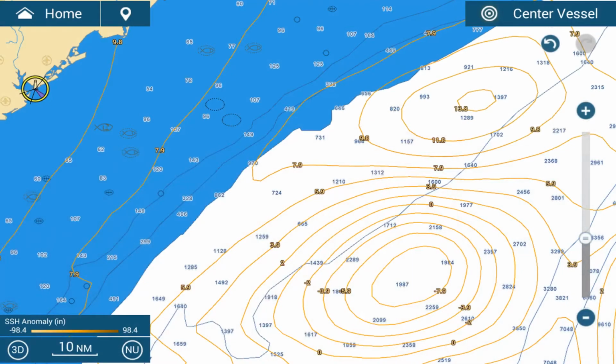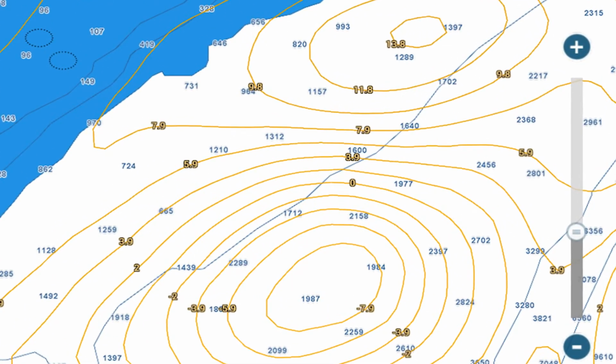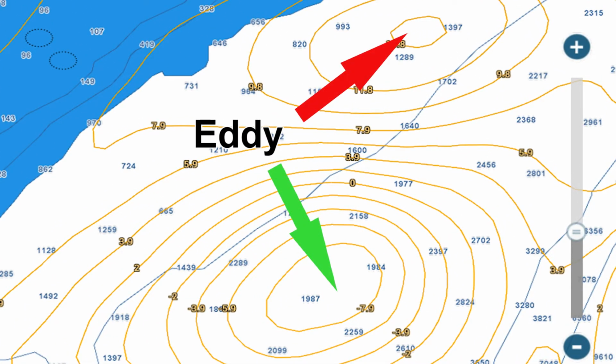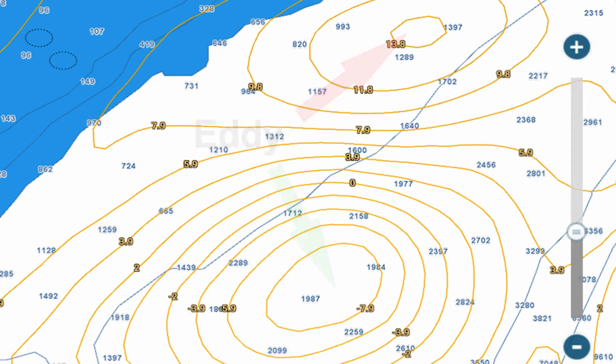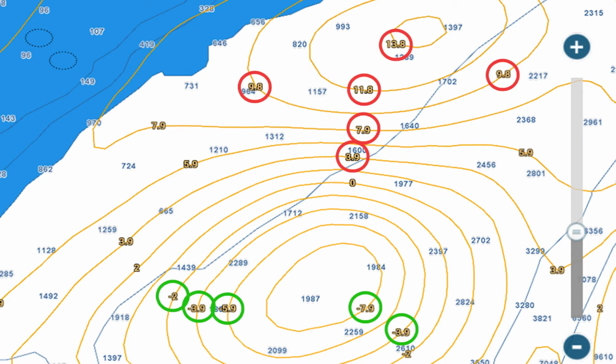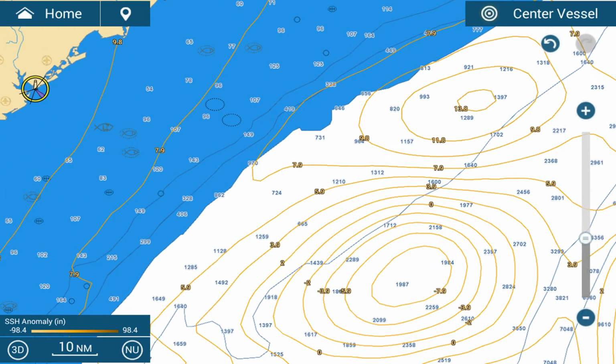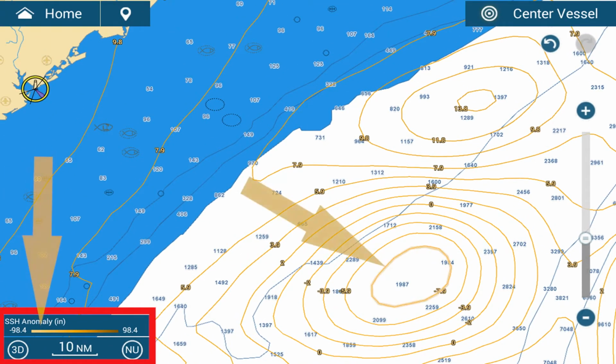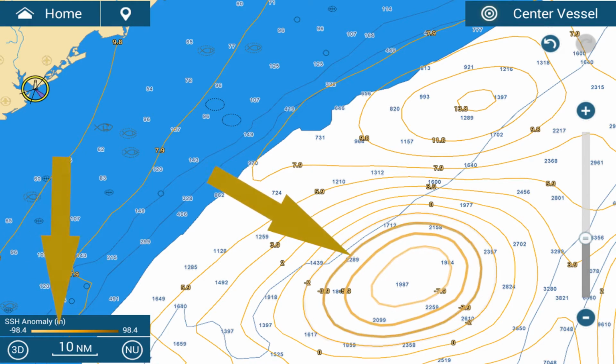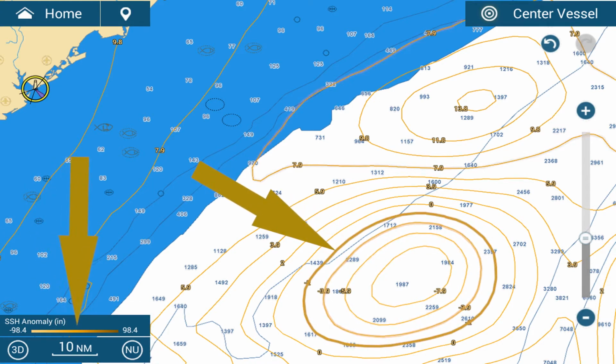With sea surface height anomaly turned on, you will see light to dark orange shaded lines and circles. A circle identifies an eddy or the center of an upwelling or downwelling area. Along these shaded lines will be positive and negative numbers. These numbers represent the change in sea surface height measured in inches or centimeters, depending on the settings in your MFD. When the legend is turned on, you can see the shades of orange and how they correspond with positive and negative numbers on the chart.